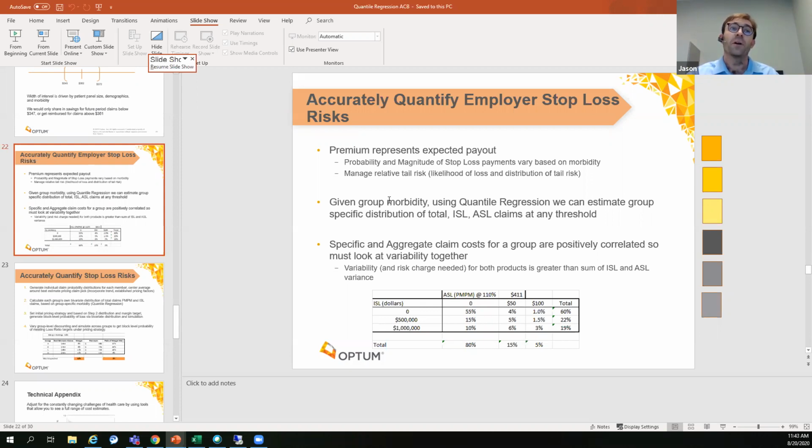And if you don't recognize it, you're going to price wrong. So this quantile regression will allow you to come up with that bivariate distribution, which will help you to price your stop loss risks better.